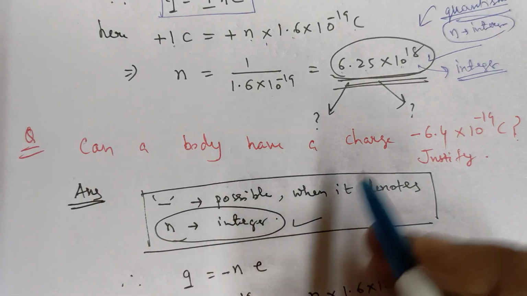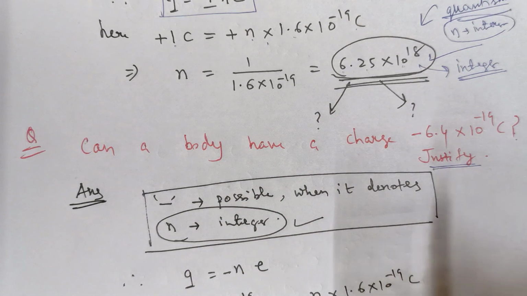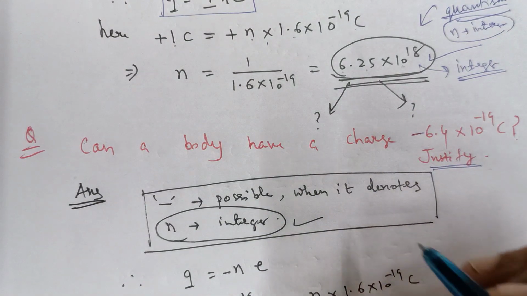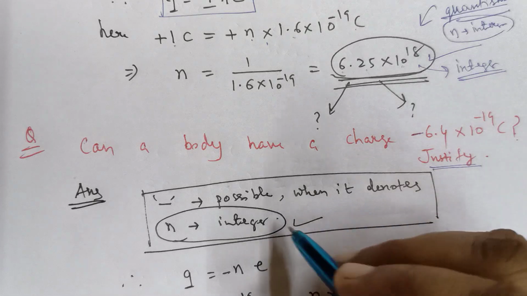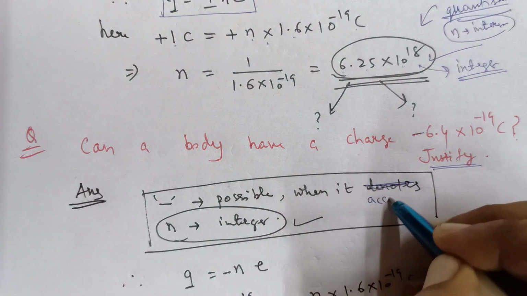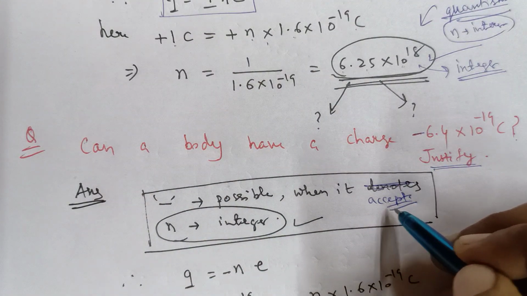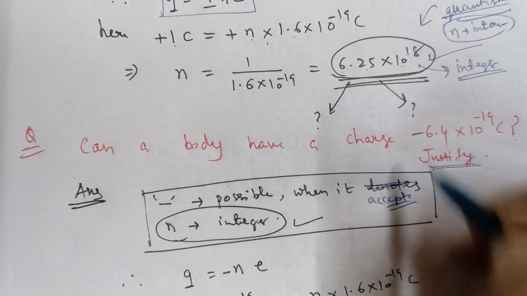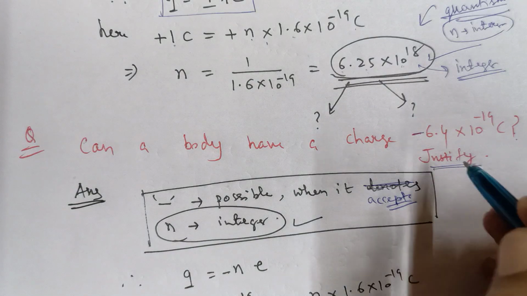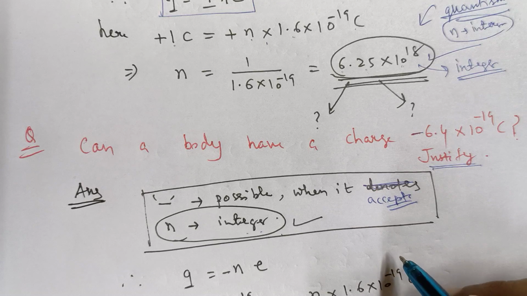Next question. Can a body have charge minus 6.4 into 10 to the power minus 19 coulomb? Justify. First, look at minus or plus. That is no problem for you. Minus means it accepts electrons. When it accepts electrons, it is minus. If it is positive, do not worry, that means it donates electrons. So this is not the matter. The matter is that N should be an integer. If N is an integer, then the charge is quantized.